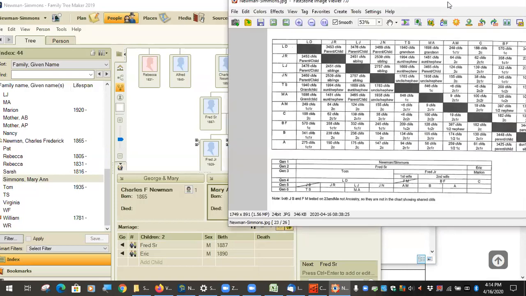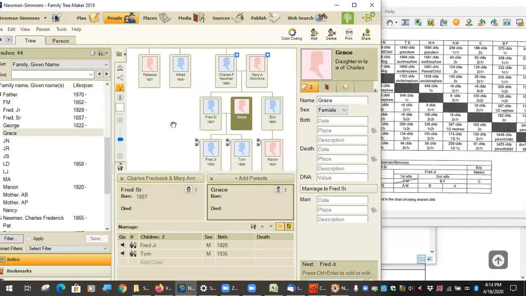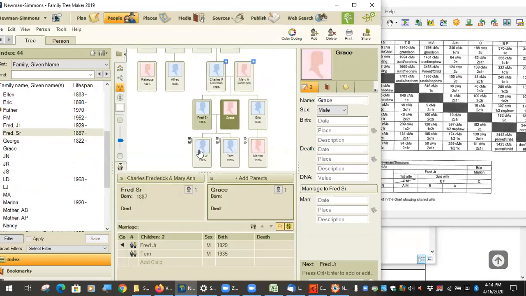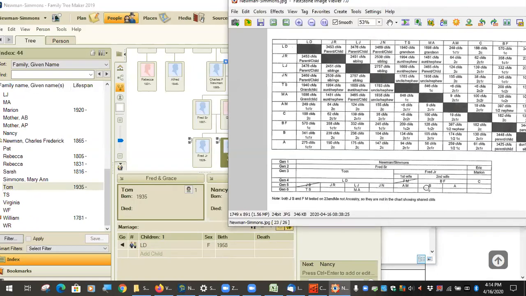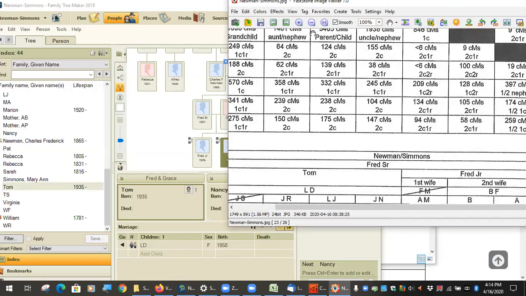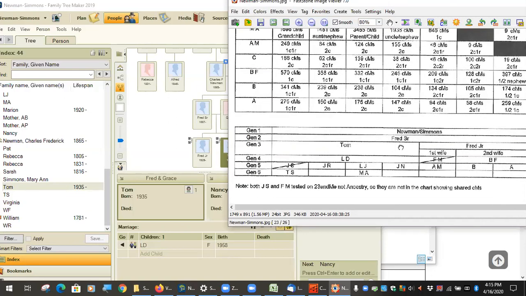So basically, Newman Simmons had a Fred Sr. and an Eric. Fred Sr., Eric, Grace is the mother. Fred Sr. has Fred Jr. and Tom.